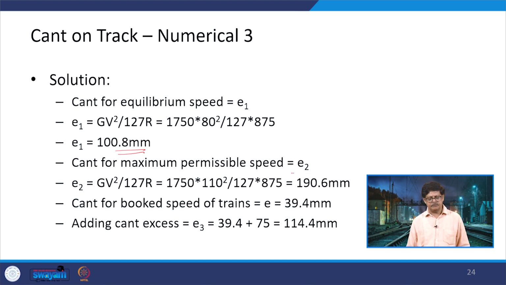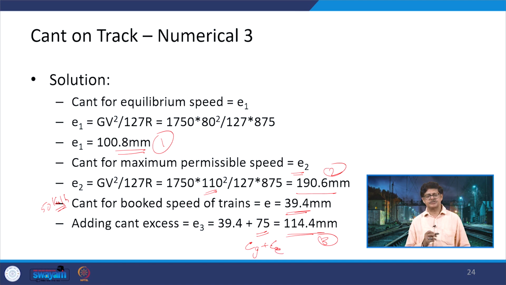Now, Cant for the maximum permissible speed. It is 110 kilometers per hour, the speed being given. So, we calculated it as 190.6 and then we also calculated the Cant for the booked speed of trains which was 50 kilometers per hour. For 50 kilometers per hour we have got a value of 39.4 mm. Now, suppose we start from here, this is 39.4 mm and the Cant excess which is allowed is 75 mm. If we add that 75 mm, what we get is 114.4. So, we have one value here, there is another value here and now we got a third value which is basically the Cant for the goods train plus Cant excess.